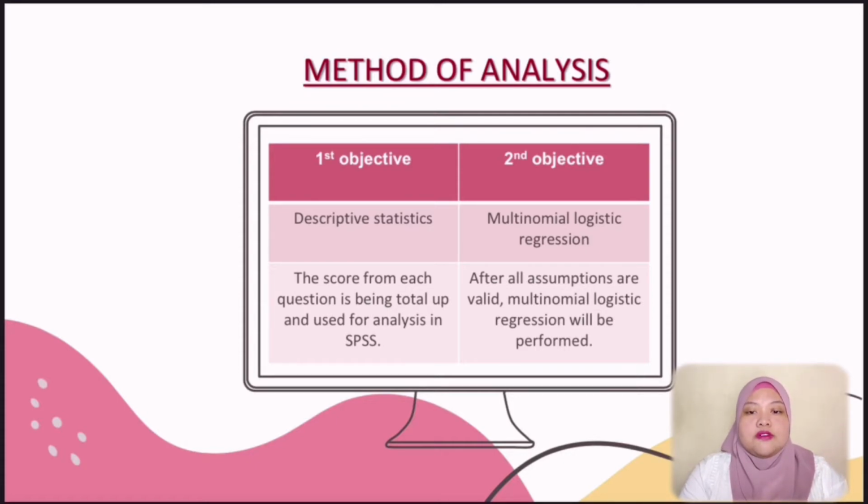The first objective is using descriptive analysis. To achieve the first objective, all the answers from respondents in section B in the questionnaire are being counted by counting the number of yes and no for each question. The score from each question is being totaled up and used for analysis in SPSS. Therefore, the level of knowledge regarding BMI among UiTM Seremban students will be high if the total score of yes for all questions in section B are high, and vice versa.